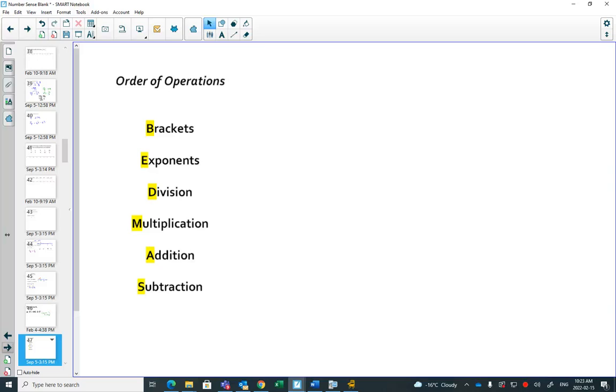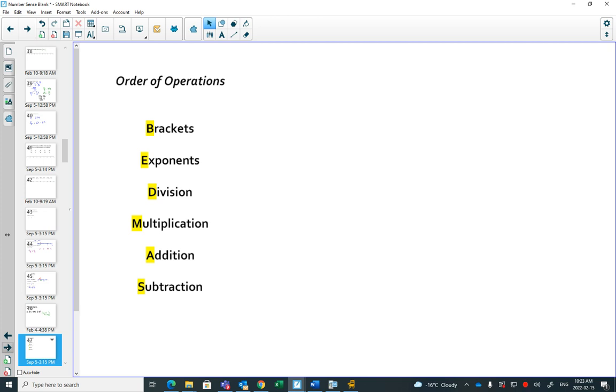Order of operations. Have you ever heard of BEDMAS before? Yes. In grade 6 you learned it? Did anybody learn it as PEDMAS? Yes? Yeah, it depends if they just call them parentheses or brackets. You've got PEDMAS and, yeah, okay, we can get into arguments.